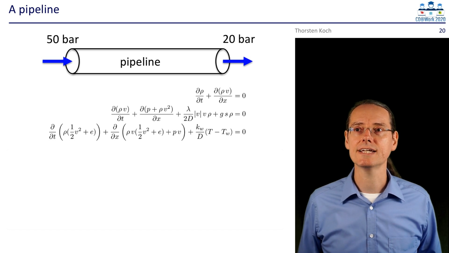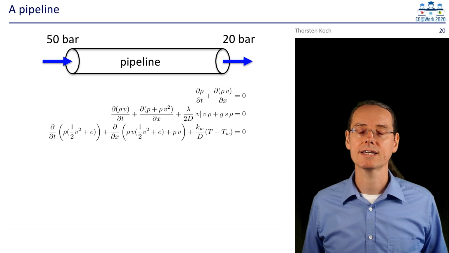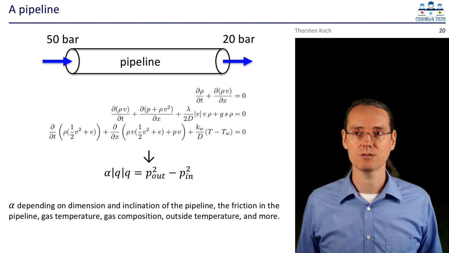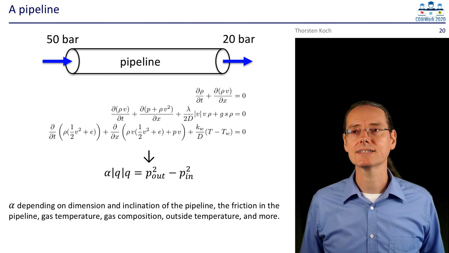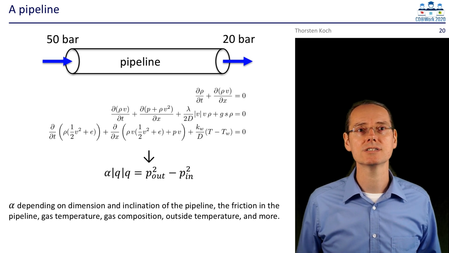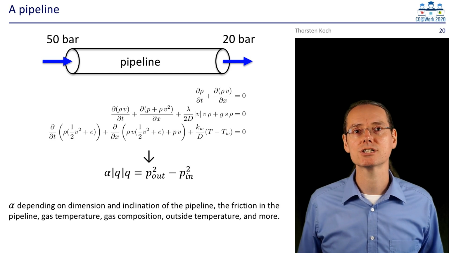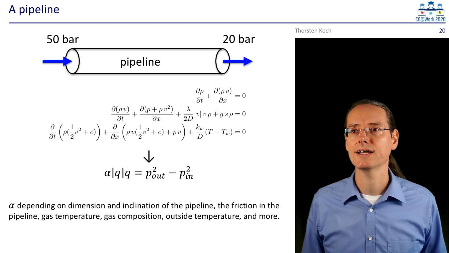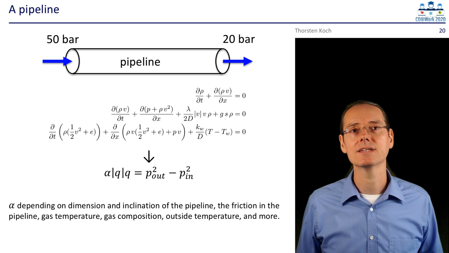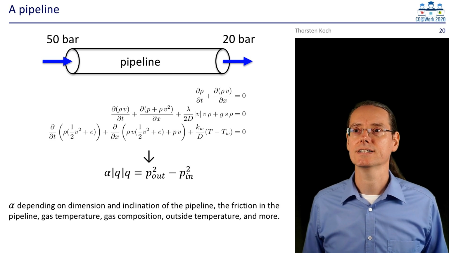Now if we assume a stationary condition and lots of other things and close both eyes, we can simplify it to what you see here, which is called the Weymouth equation. And the alpha basically has everything in it. So the dimension and inclination of the pipeline, the friction, gas temperature, gas composition, outside temperature, and whatever you find there, it's all put into this alpha. And still, this is a simplification which is only true in the stationary case.